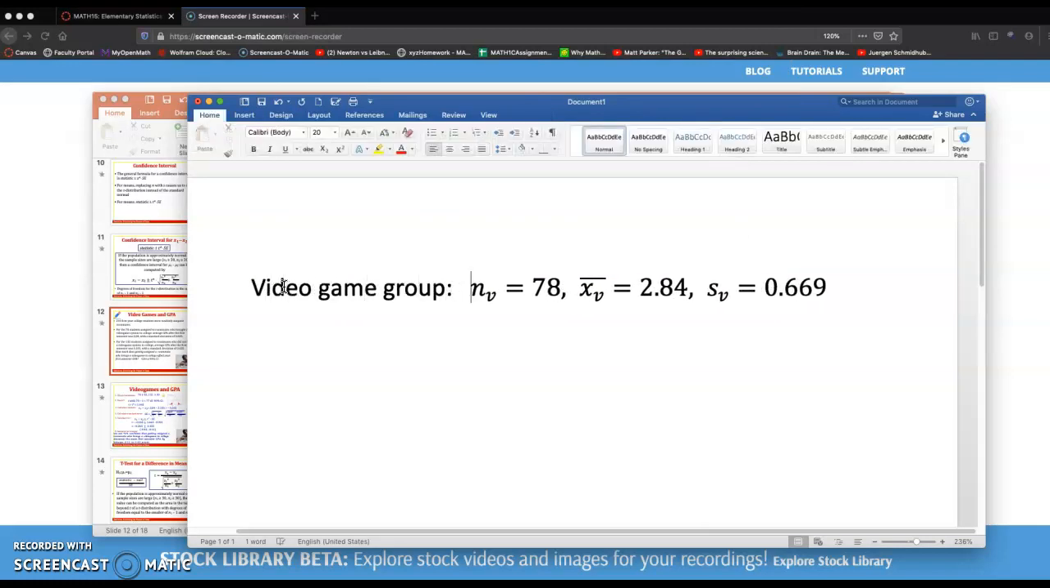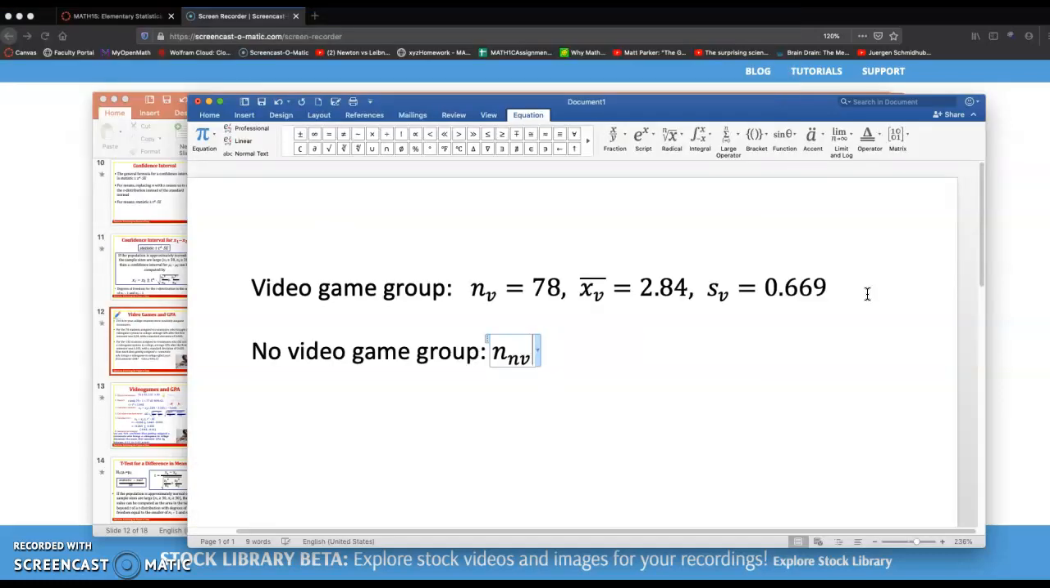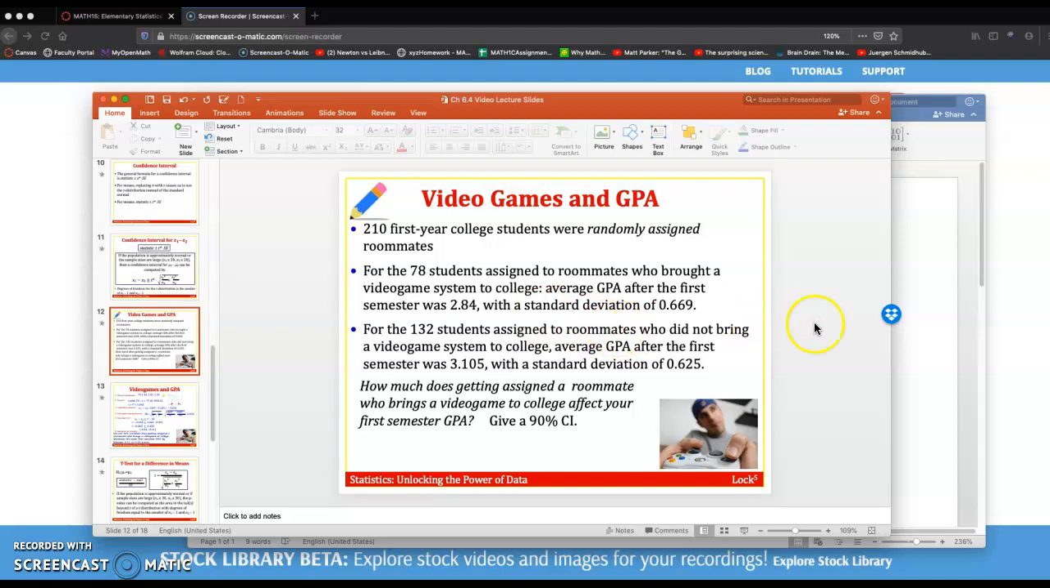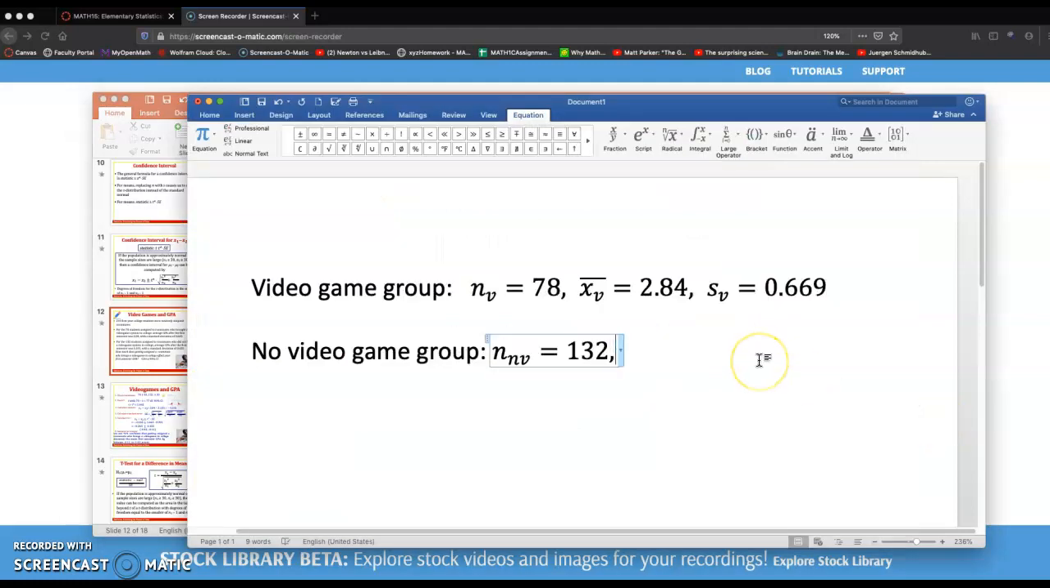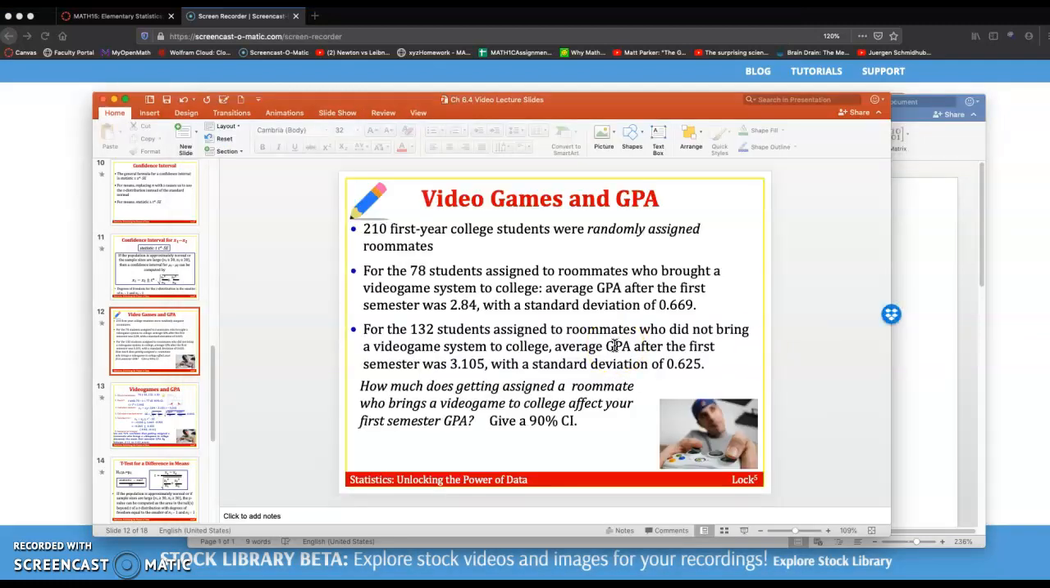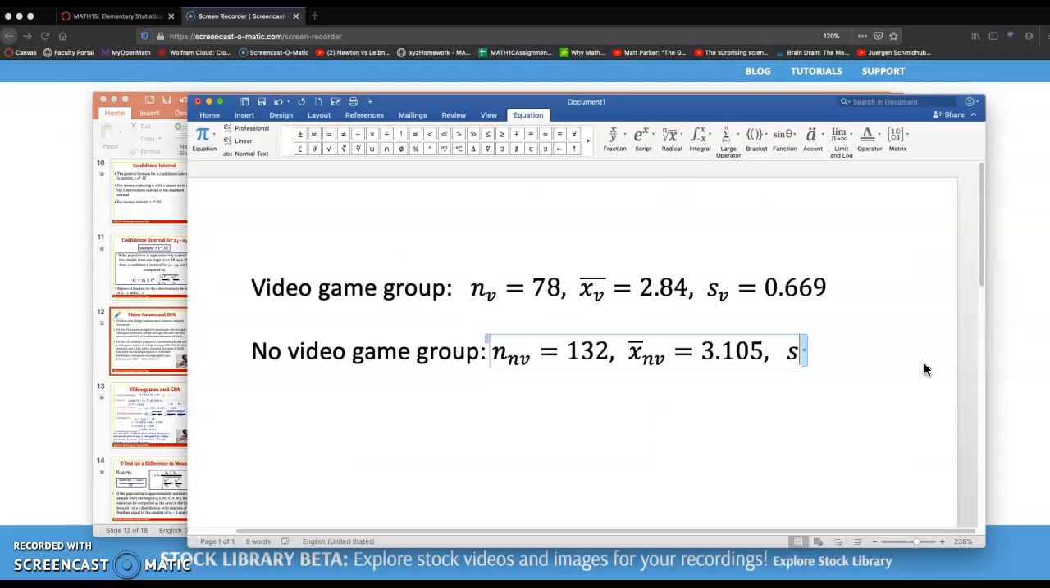All right, so that's my information for the video game group. Notice we have two very distinct groups here, and the no video game group. n sub nv for no video game, that was 132, I believe. 132 were assigned roommates who do not have video games. Average GPA, x bar subscript nv, that's 3.105, the average GPA for those that did not have a video game. And then the standard deviation was 0.625. So s subscript nv, 0.625.